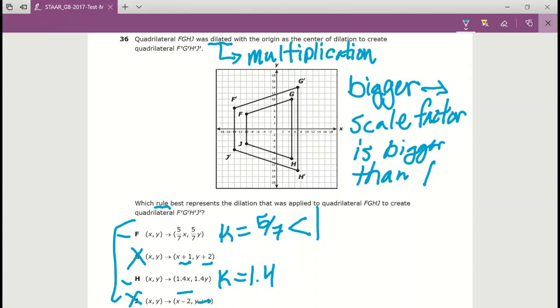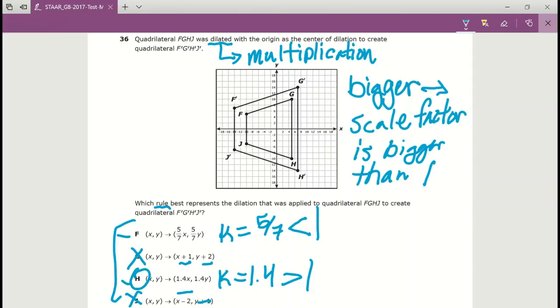But if you're not convinced, type it into your calculator. 5 divided by 7, control enter. You will get approximately 0.7, and we know that 0.7 is less than 1. Here, choice H, 1.4, we can clearly see that that is bigger than 1. So choice H is our answer.